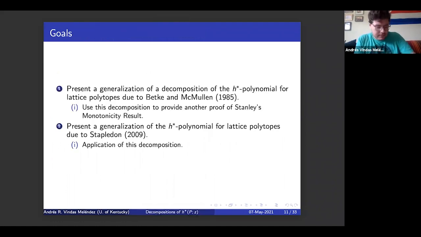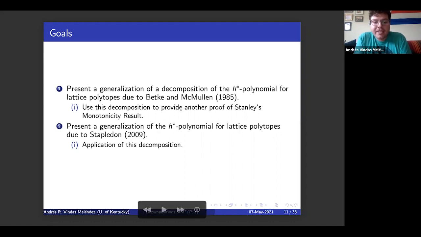And so maybe I'll tell you the goal and then we'll take the 5-minute break, right? That's the way it goes. So I'll tell you what I hope to tell you in the later half of the talk. I want to present a generalization of a decomposition of the H star polynomial for lattice polytopes that's due to Betke and McMullen from the 80s. And I want to use that decomposition to provide another proof for Stanley's monotonicity result.